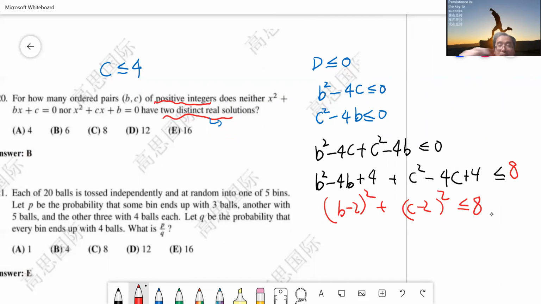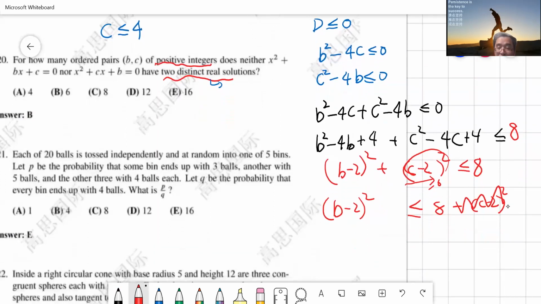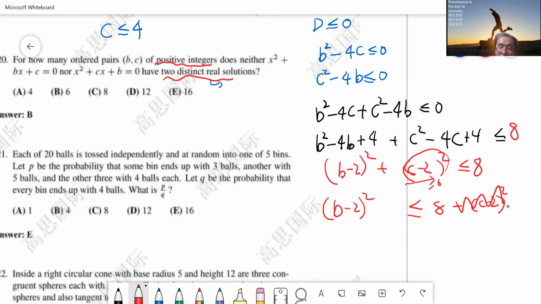Right, so you can see here, this one is greater or equal to 0. So when this is equal to 0, it actually gives the maximum. So basically b minus 2 squared must be smaller or equal to 8 minus c minus 2 squared, right? So now you can see this is definitely smaller than 8. Smaller or equal to 8, right? Okay, so then we can just continue this.